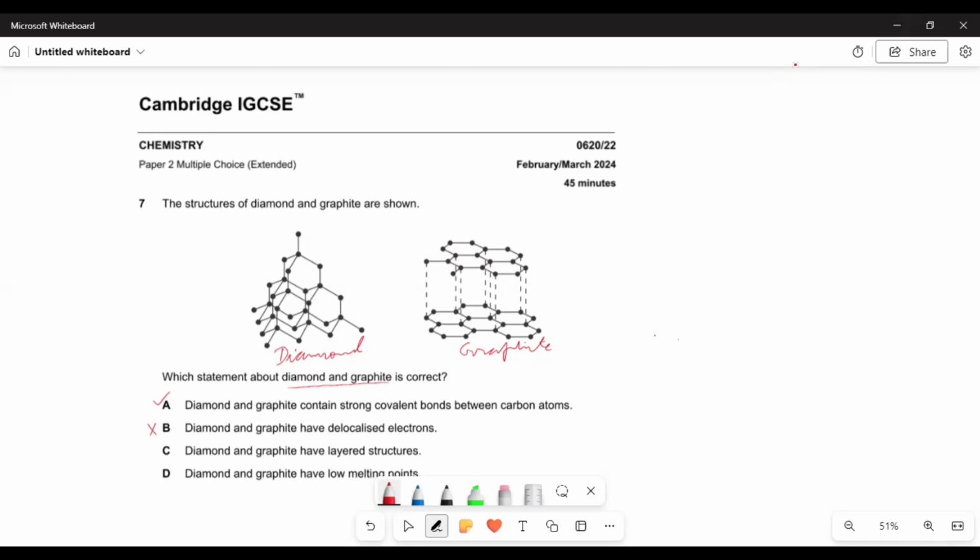Diamond and graphite have layered structure. No, graphite has layered structure. Diamond has no layered structure. It is in three-dimensional form. Diamond and graphite have low melting points. No, both of these are giant covalent molecules and they always have high melting points.